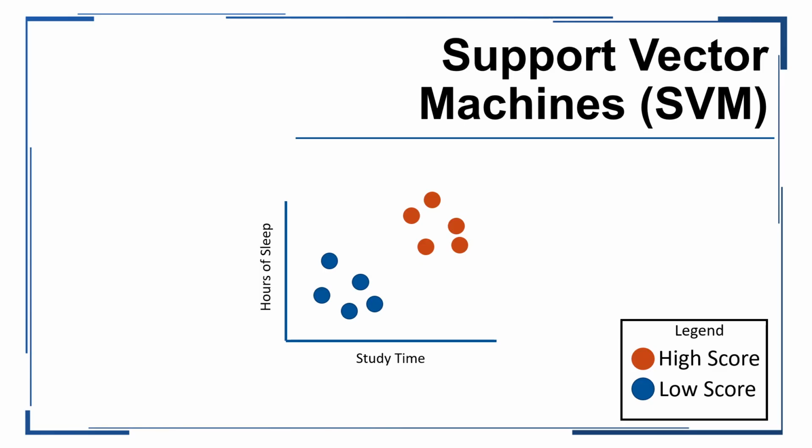So to help visualize this, let's use an example where we want to predict whether students get high or low scores on their test, indicated by the red and blue dots here. And we want to use two predictors: study time and the amount of sleep that students had. In this hypothetical example, let's say that we have a nice separation of these labels, just like we see here.